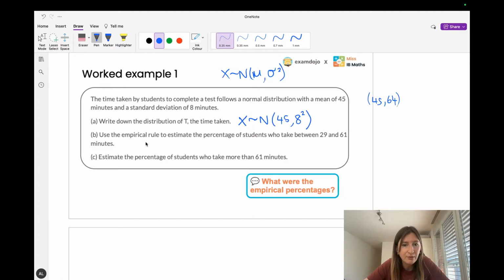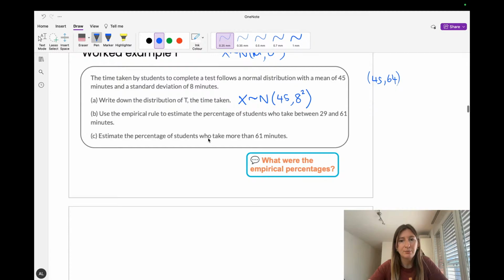All right, use the empirical rule to estimate the percentage of students who take between 29 and 61 minutes. So the empirical rule, let's write our percentages. They were 68%. Oh, I asked that in the chat. What were they? Anyone answer?